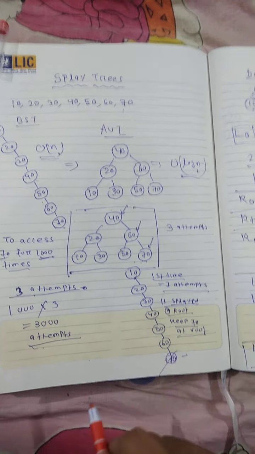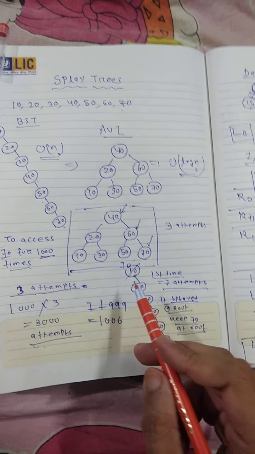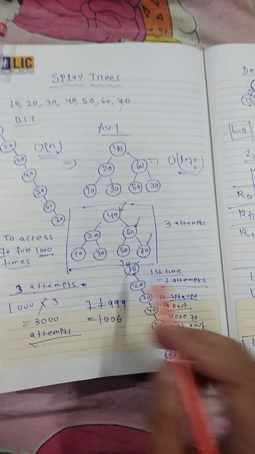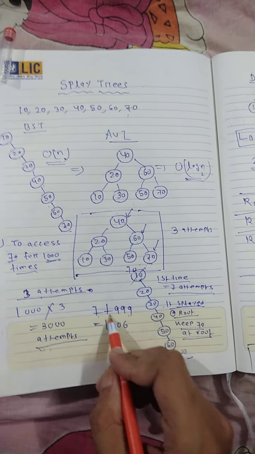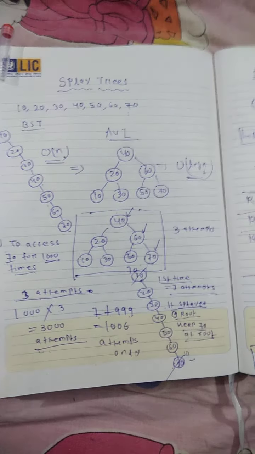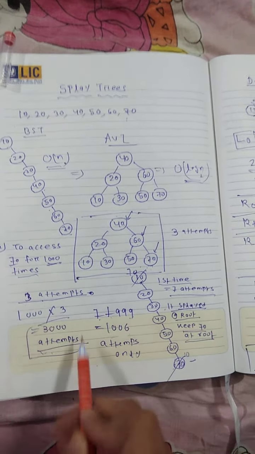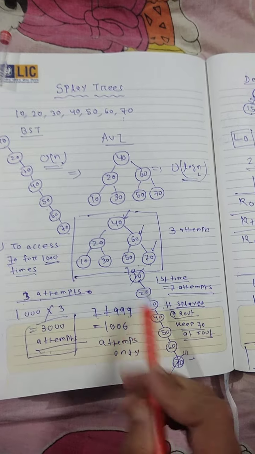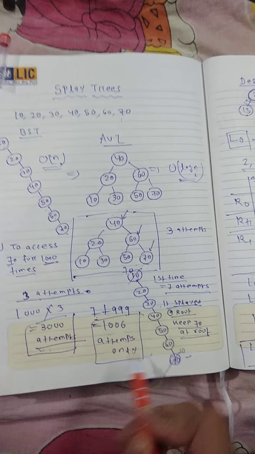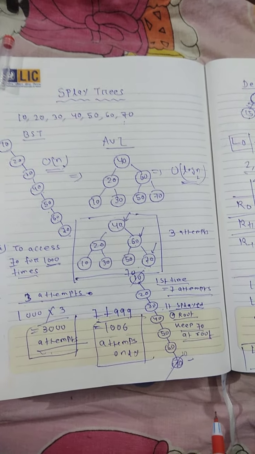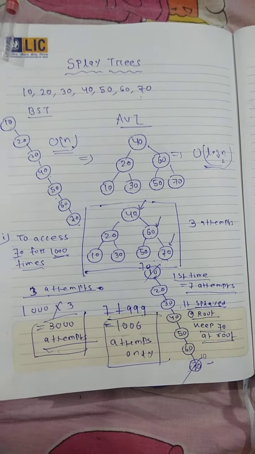If you access 70 1000 times, the first time we need 7 attempts. Then we splay 70 with respect to the root, so the next 999 times we need 1 attempt each. So the total attempts is 7 plus 999, that is 1006 attempts. Then we compare. For the AVL tree we need 3000 attempts, and for this type of tree, if you splay with respect to the root, we need 1006 attempts. That means the searching is reduced for the splay tree.